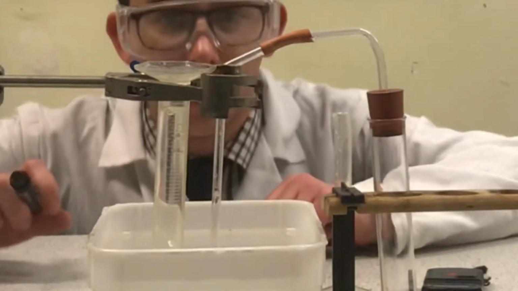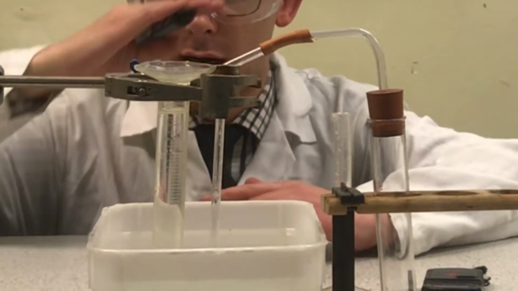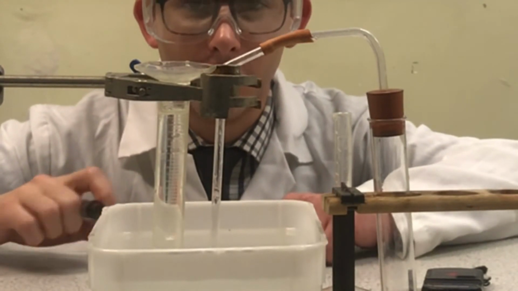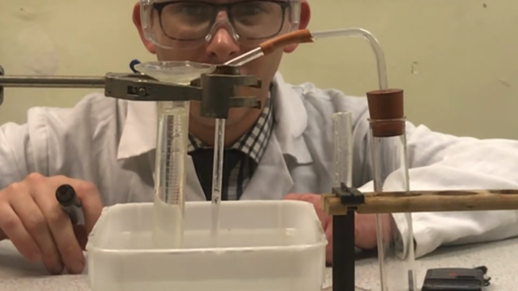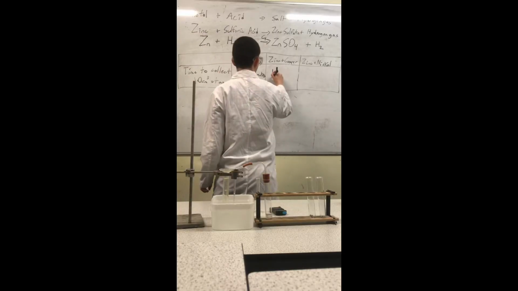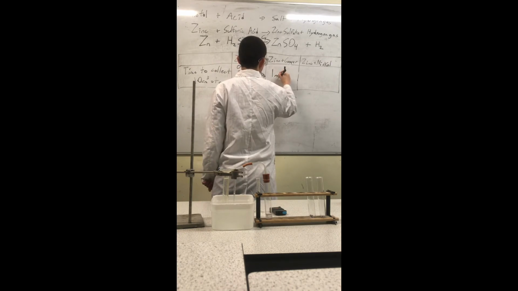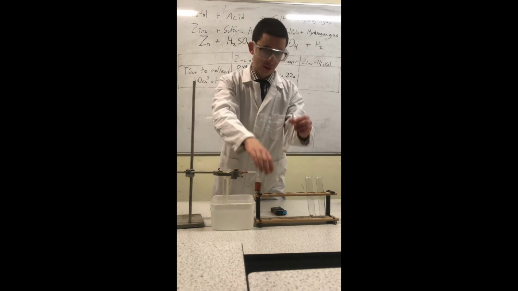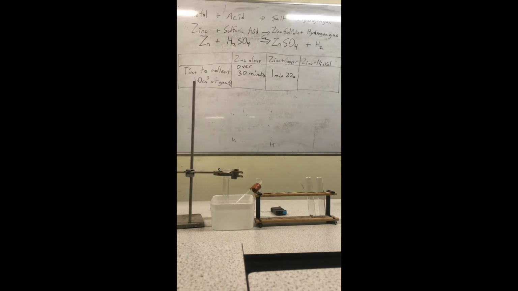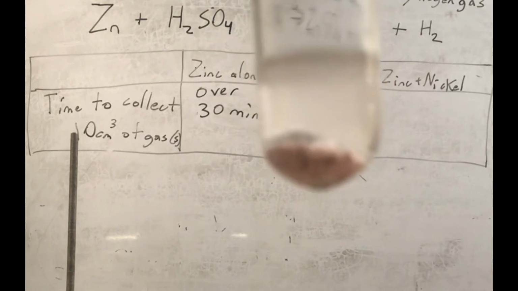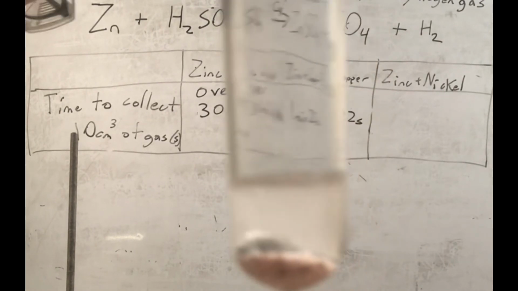It's important to have your eye level at the meniscus, as I can see now, so I can clearly see when the gas gets to exactly 10 centimeter cubed. Okay, the gas is now exactly at 10 centimeter cubed, and that took 1 minute and 22 seconds. Now, I'll dispose of my reaction mixture. As you can see, the copper is still orange in color. As it is not chemically changed, it merely acted as a catalyst.